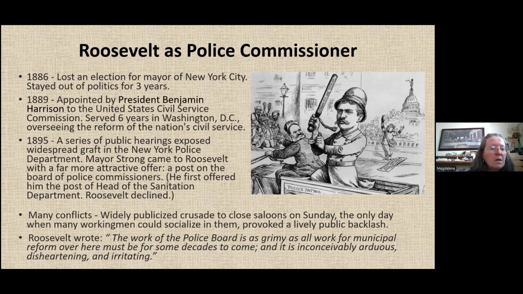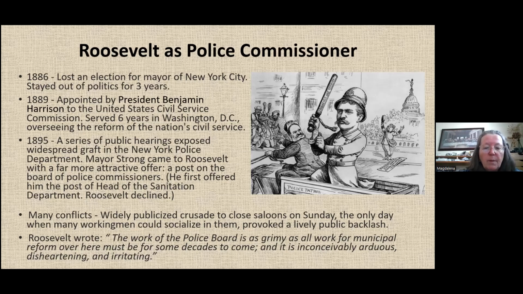But there were many, many conflicts. For example, one of the widely publicized crusades was to close the saloons on Sunday. However, there's a problem, because that was the only day when many working men could socialize in them, because people at that time were still working 6 days a week. This provoked a lively public backlash. Not only were the saloons there for people to drink, but also the political machinations were all going on in the saloons. So with closing them on Sunday, there was no opportunity to organize politically.